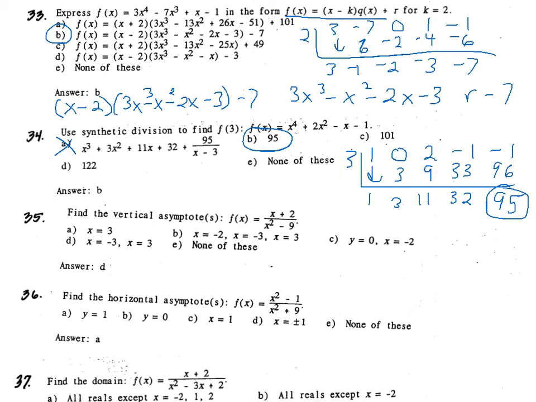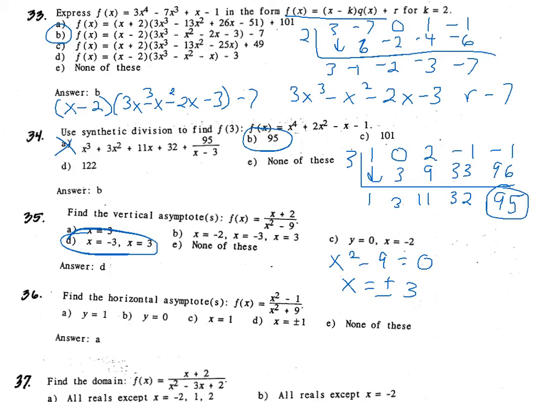For number 35, we want to find the vertical asymptotes. And to do that, we set the bottom equal to 0. So we know that we'll have vertical asymptotes at plus or minus 3. So choice D would be the answer.